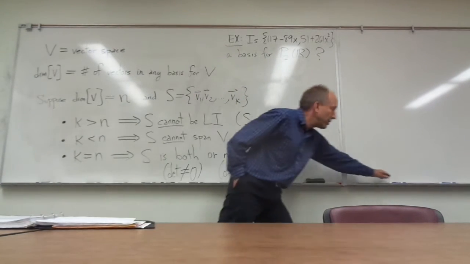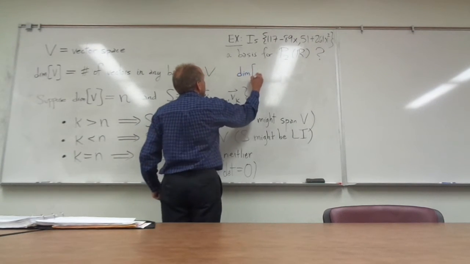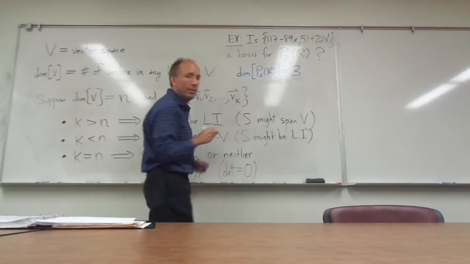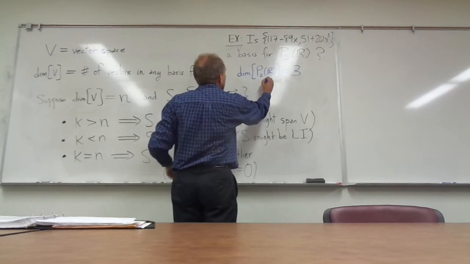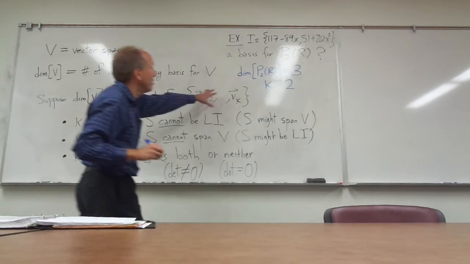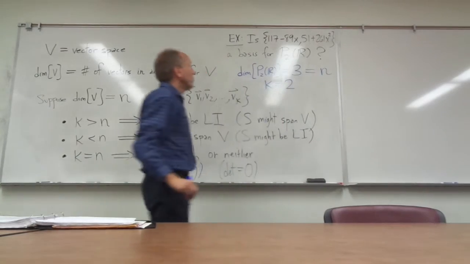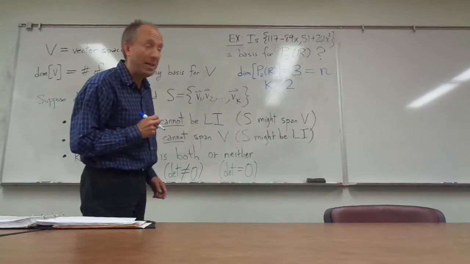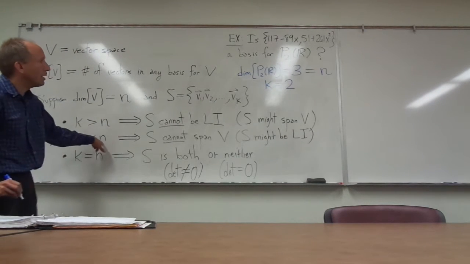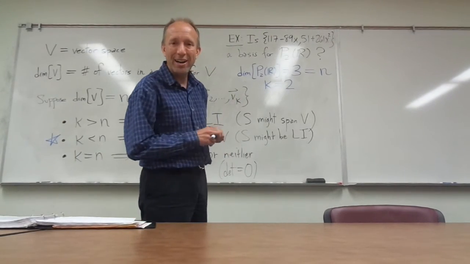Well, I claim this is easy to answer because we know that the dimension of P2 of R is 3, but we were only given 2 vectors. K is 2, right? K is the number of vectors that I'm giving you. In fact, K is less than n. N is always what I'm referring to as the dimension of whatever my vector space is. So I have actually this case right here. 2 is less than 3. Those vectors cannot possibly span P2 of R.